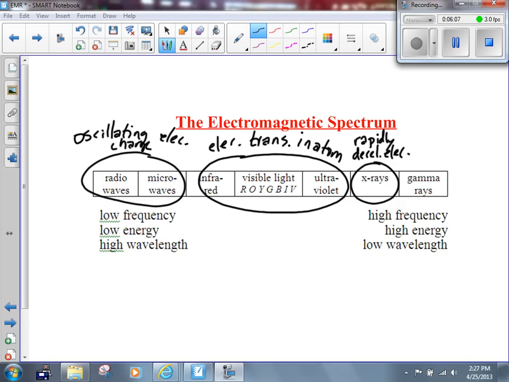When that happens, the kinetic energy of these electrons gets transformed into light energy, into photon energy, electromagnetic radiation in the form of an X-ray. X-rays have a higher penetrating power than visible light. Otherwise, it's exactly the same thing.